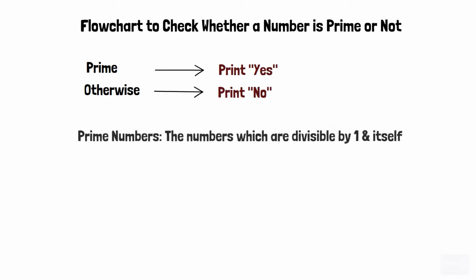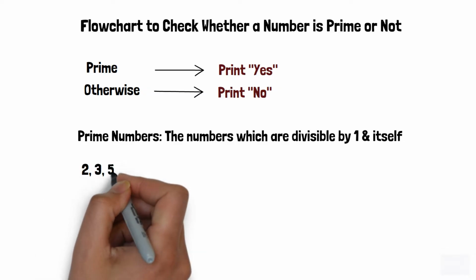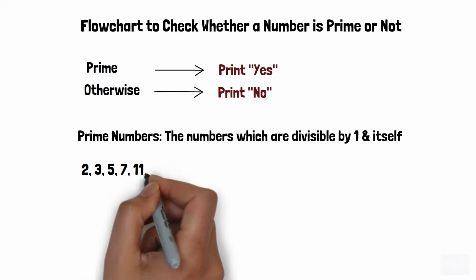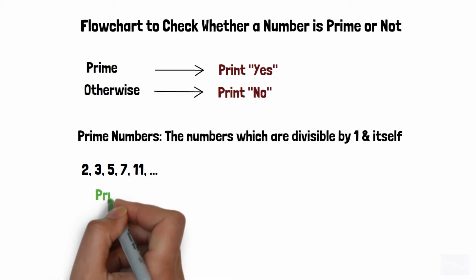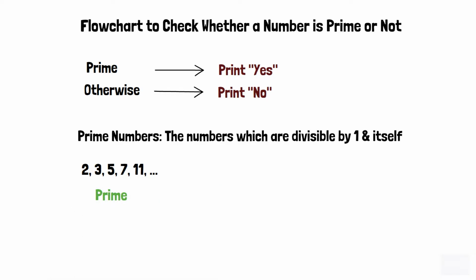Prime numbers are the numbers which are divisible by only 1 and itself. On the other hand, the numbers which are divisible by any other number, besides 1 and itself, are known as composite numbers. For example, 2, 3, 5, 7, 11, etc. are all prime numbers, since they are divisible by only 1 and itself.